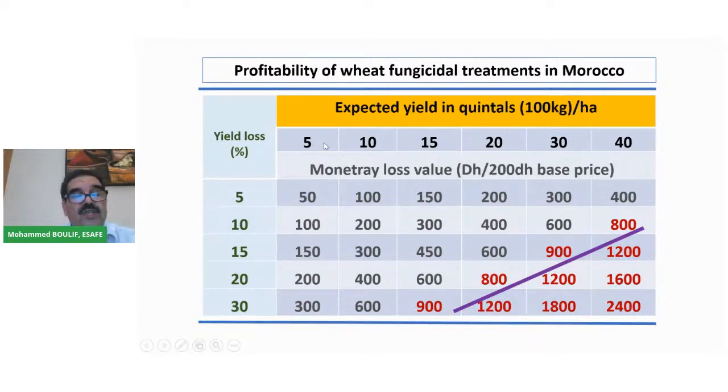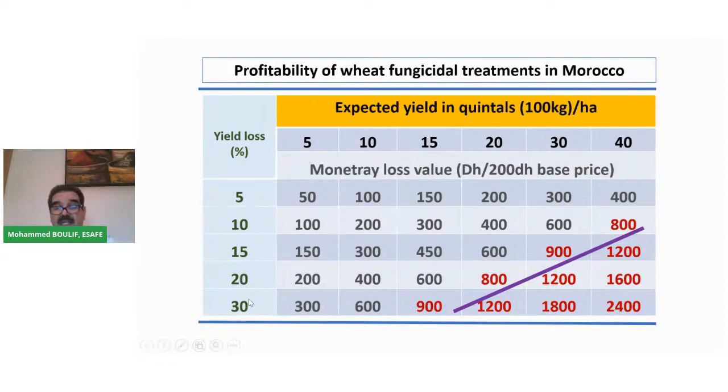For somebody who produces only 5 quintals to the hectare because of some poor soil, lack of irrigation, okay, you apply 5% yield loss and he will be losing 50 dirhams. The same thing over here, 10 quintals, 100 dirhams, and so on and so forth. And of course, the amount of money goes up when the expected yield loss is bigger. So these fungicides, the way I recommend them, are not profitable until we get to these yield levels. And these, starting from 22 tons to the hectare, they are starting to be profitable. And with high expected yield loss.